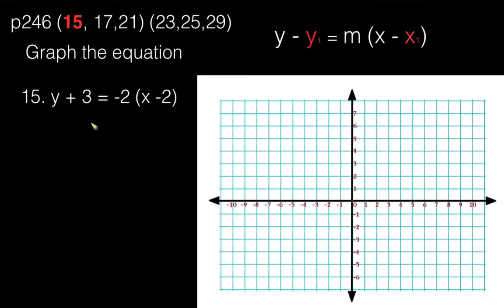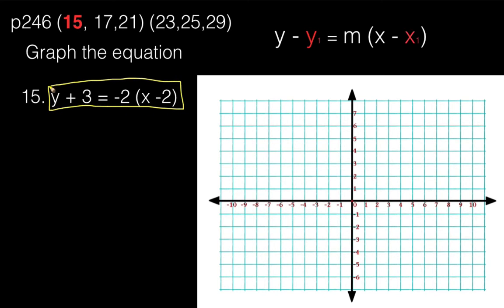Okay, so we're going to continue on in the video. This video is with page 246, and up here you can keep track. If you want to fast forward or rewind, you can keep track of the numbers that I'm working on. As a number gets highlighted in red and bolded, that's the number I'm working on. So you can fast forward or rewind to those specific problems that you feel you need the most help with. So we're starting off with number 15 here, and it's asking us to graph this equation right here.